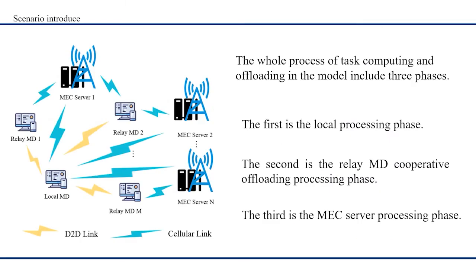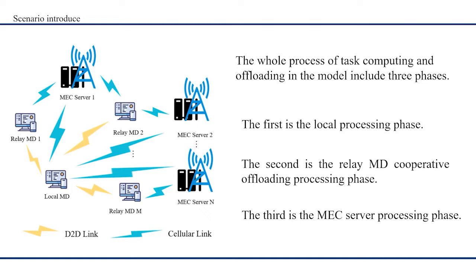The whole process of task computing and offloading in the model includes three phases. The first is the local processing phase. The local processing phase includes the self-computing of segment LU as a local mobile device, offloading one segment from mobile device to the asset point, offloading segment LU to MI and LMI to SJ, from mobile device to the relay mobile device.